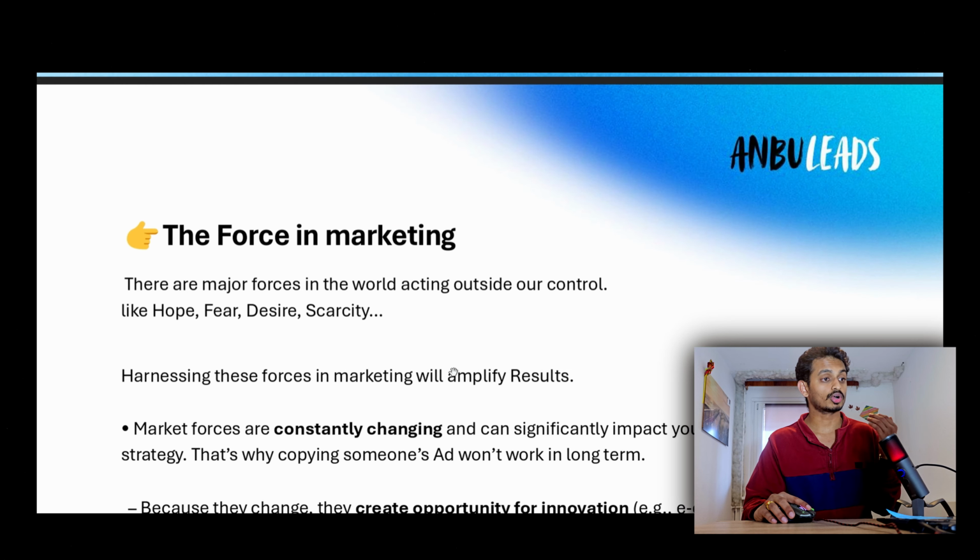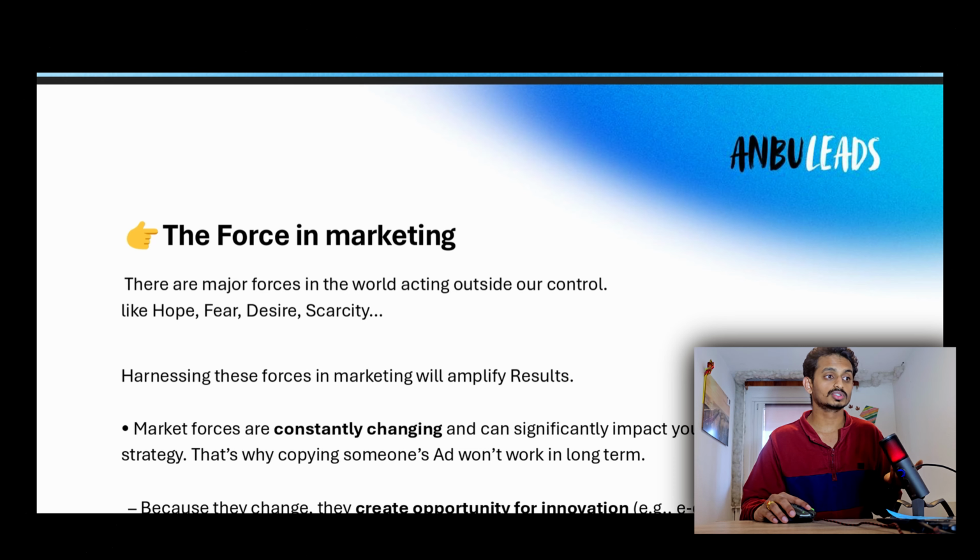Next is the force. This is again a very important concept when it comes to marketing. There are major forces in the world that are acting that are out of our control. These forces may be hope, desire, fear, scarcity, health. So these major forces are already acting in the world. All you have to do is harness these forces in marketing that will amplify your results.